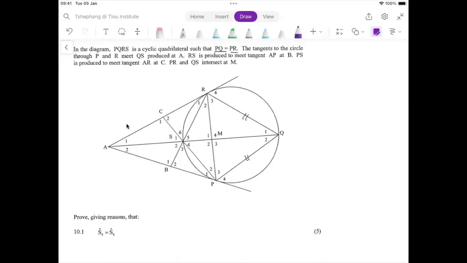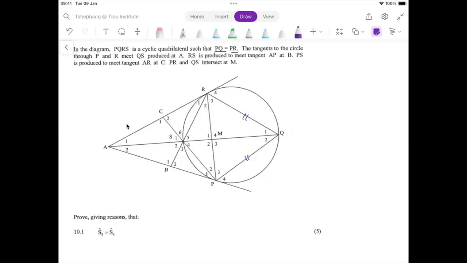The tangents to the circle through P and R meet QS produced at A. And then RS is produced to meet tangent AP at B. PS is produced to meet tangent AR at C. PR and QS intersect at M. Okay, there's a lot happening here.